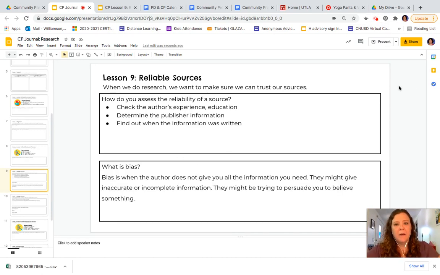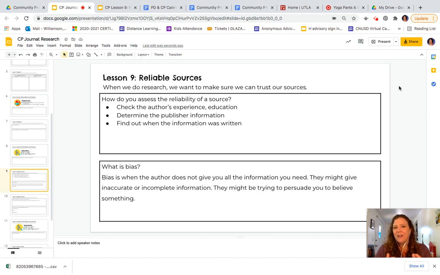Okay, let's check. How do you assess the reliability of a source? Well, you need to figure out the author's experience, their education, who they work for, the publisher information. Is it a website or a newspaper that you've heard of before? And then try to find out when the information was written. She mentioned in the video that sometimes old information might be better, like looking at a primary source, like the Declaration of Independence. Other times it's more helpful to find out the newest information, especially with things that change often, like science.